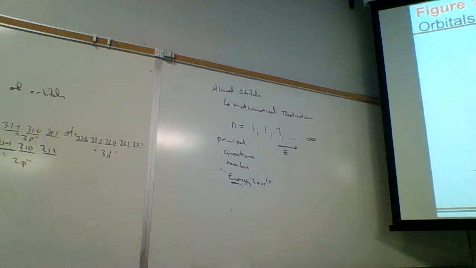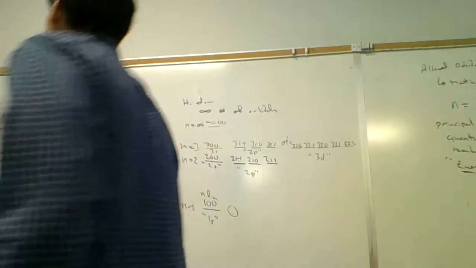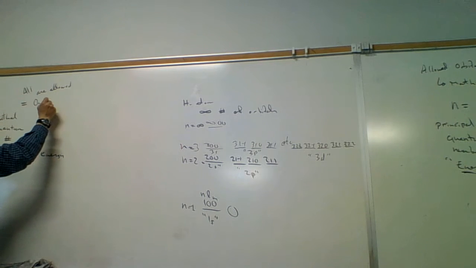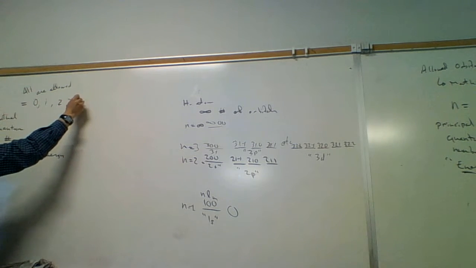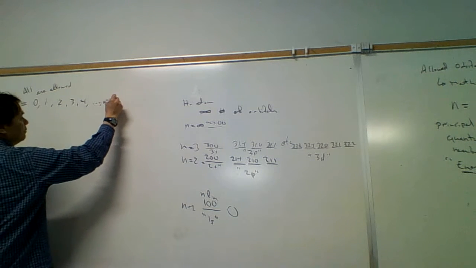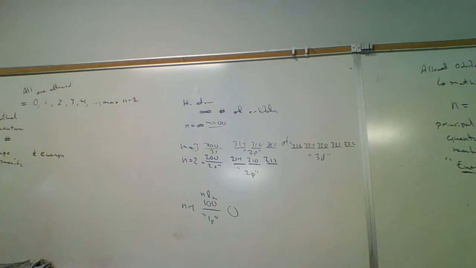And so what are the allowed L values? All are allowed from 0. And so here we can have 0. For the energy levels, we can't have 0 energy level. But for L, we can have 0. But we can have more than that. We can have L equals 0, L equals 1, 2, 3, 4, all the way up to a max of n minus 1. It's the biggest L we can have.